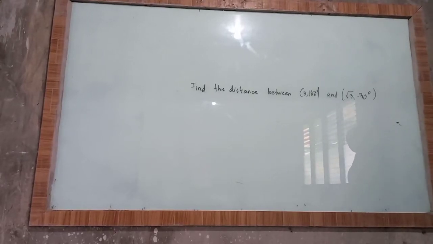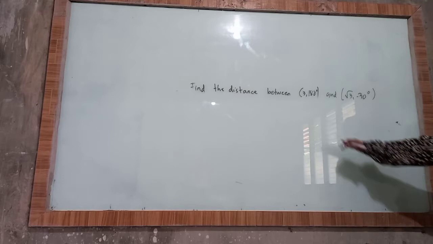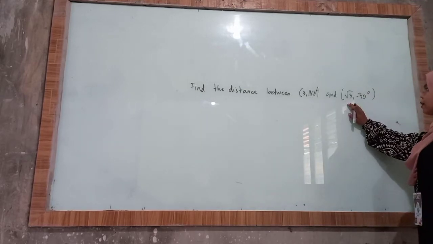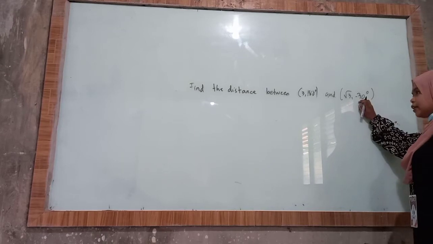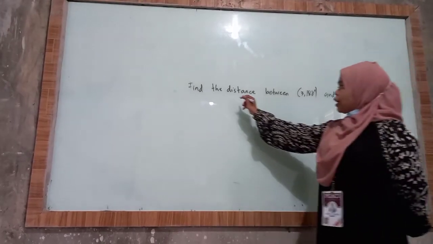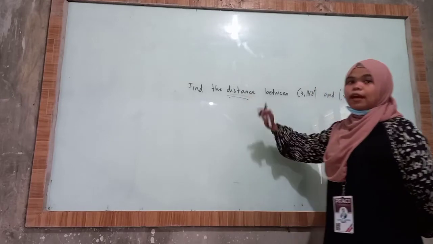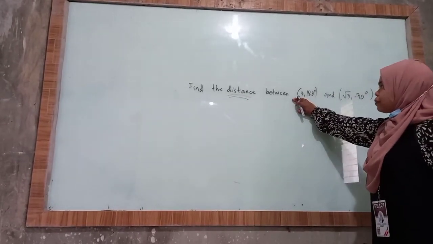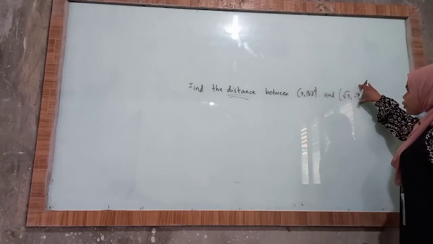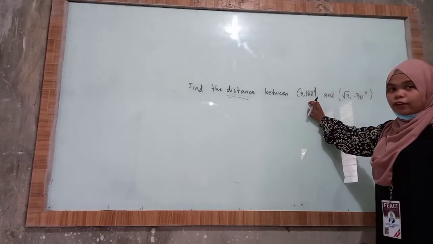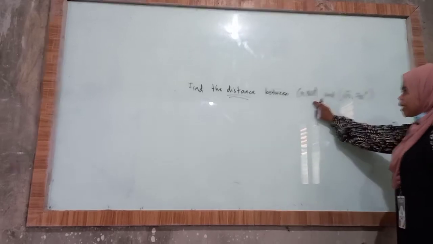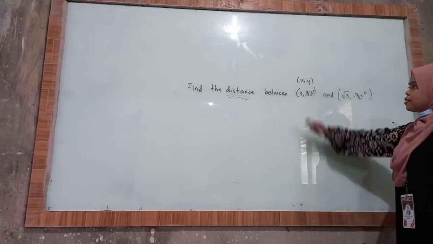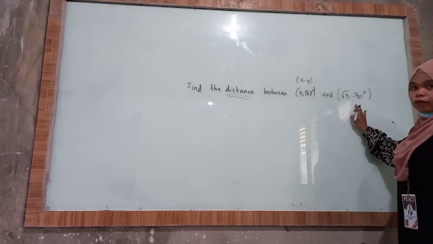Given 2 points in polar coordinate form, 3, 180 degrees, and square root of 3, negative 30 degrees. Take note, we are finding the distance. We cannot use the distance formula directly without converting each point into rectangular coordinates. So ibig sabihin, kailangan pa natin yung x, y coordinates, no? So iisa-isa natin yan i-convert.